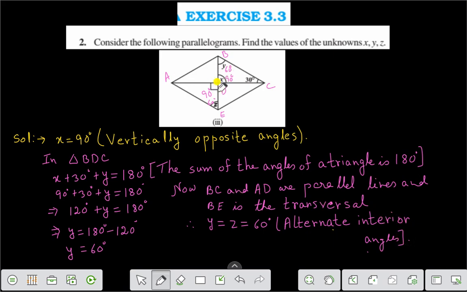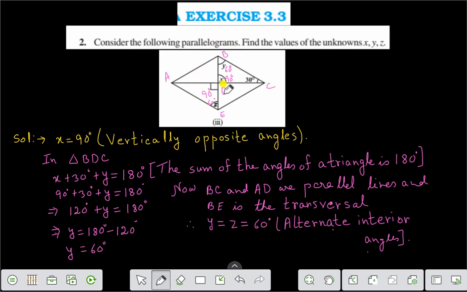Again we are repeating. Here you see, this is x, this angle is given as 90 degree, this symbol is 90 degree, right? Therefore since the value of x is equal to 90 degree, because this is vertically opposite angle. In triangle BDC, you see x plus 30 plus y is equal to 180 degree. Therefore 90 plus 30 plus y is equal to 180 degree, because the sum of the angles of a triangle is 180 degree. Therefore 120 plus y is 180, or y is equal to 180 minus 120, that is 60 degree. Therefore the value of y is equal to 60 degree.